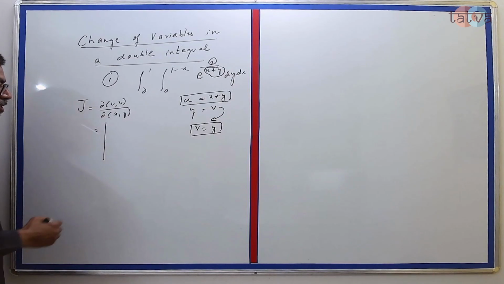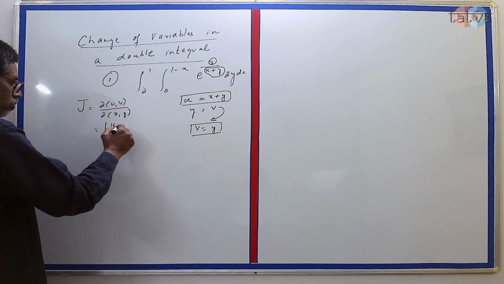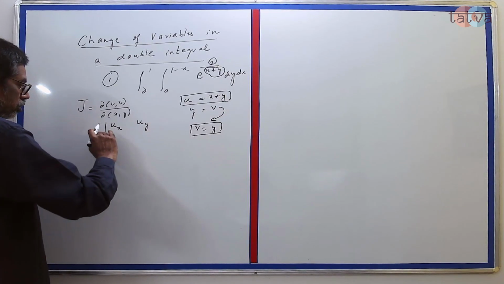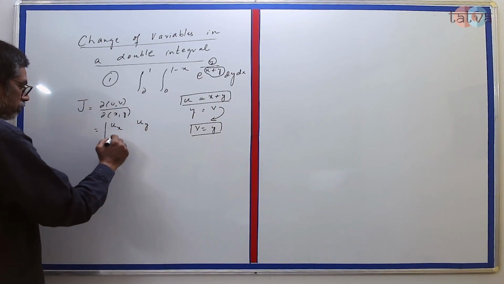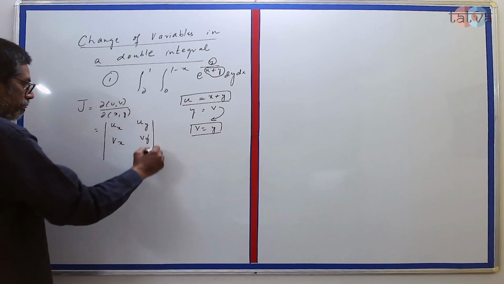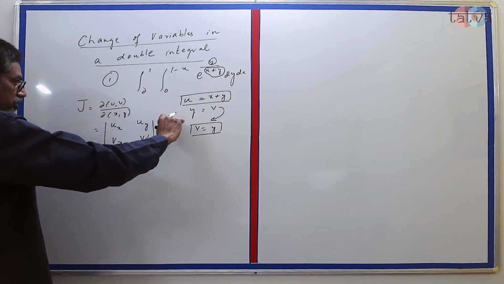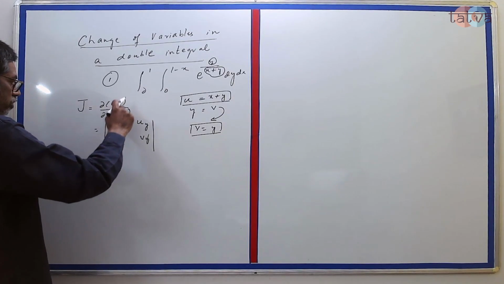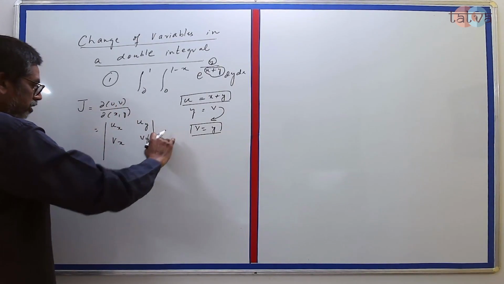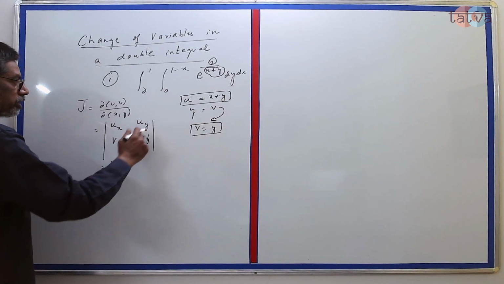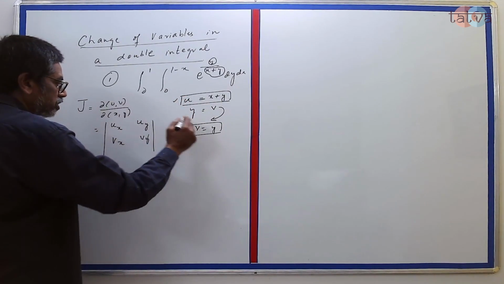It's a determinant with the partial derivatives of u in the first row and the partial derivatives of v in the second row. U with respect to x, u with respect to y, arrange it in the first row. V with respect to x, v with respect to y, arrange it in the second row. But these four quantities have to be determined from these equations.